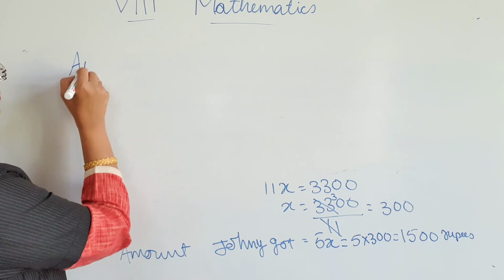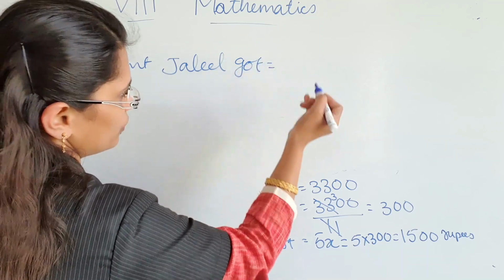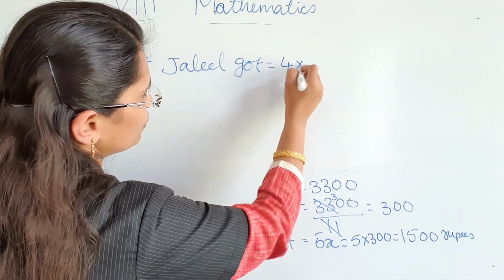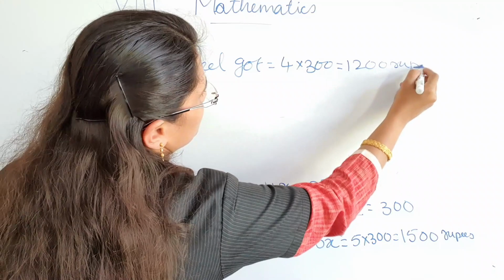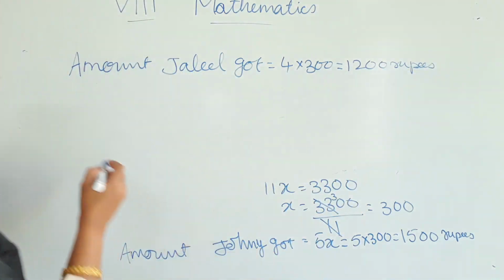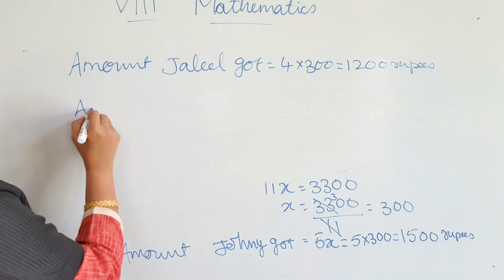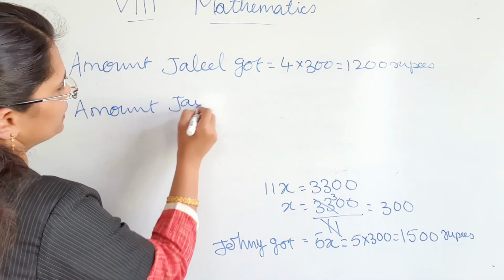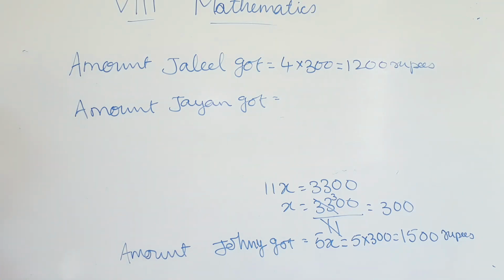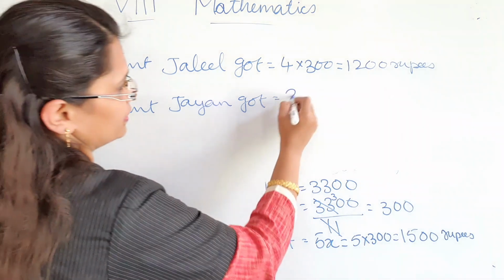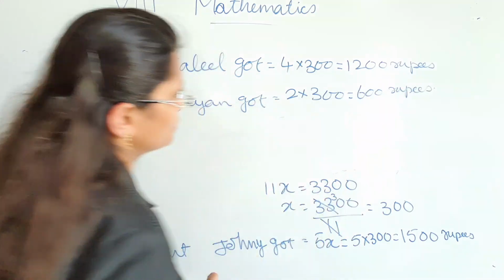Then amount Jalil got is equal to 4x, right? Ratio 4. 4x is equal to 4 into 300, which is 4 3s are 12 and then 2 zeros. What is this? 1200 rupees. Then who is the last person? Amount Jayan got is equal to 2x, right? So 2 into 300 is equal to 600 rupees.